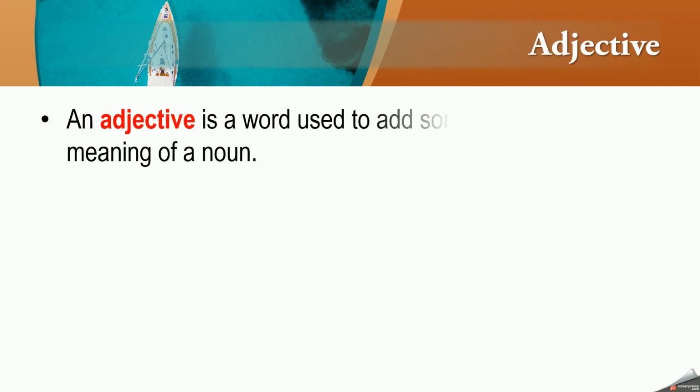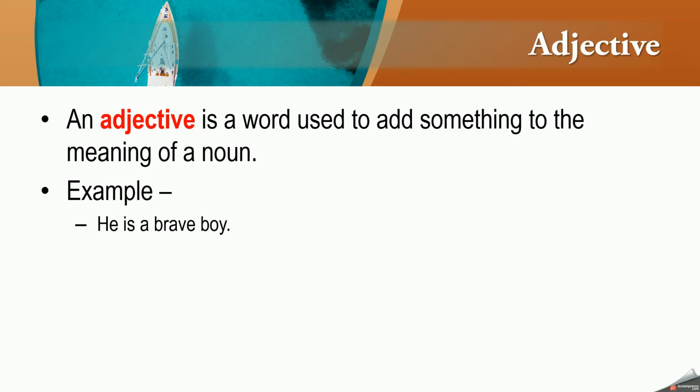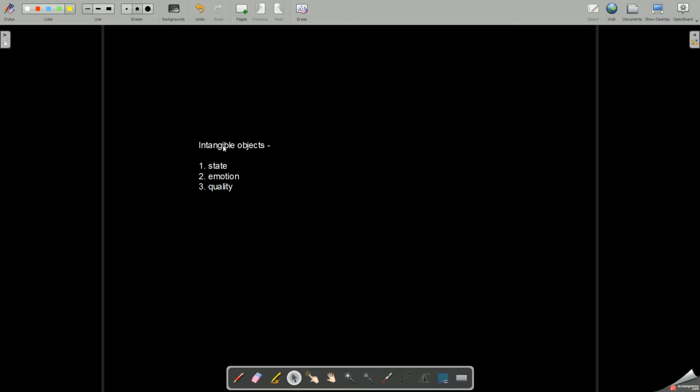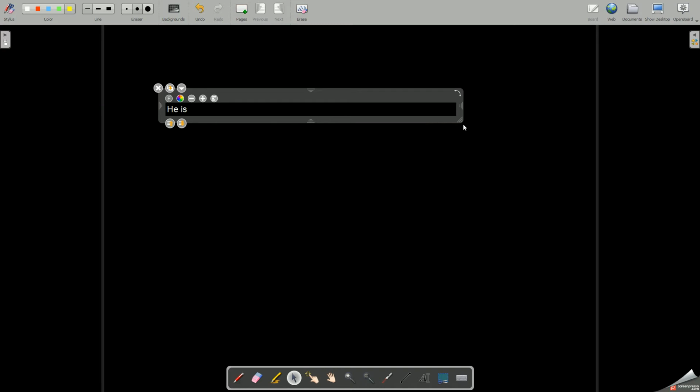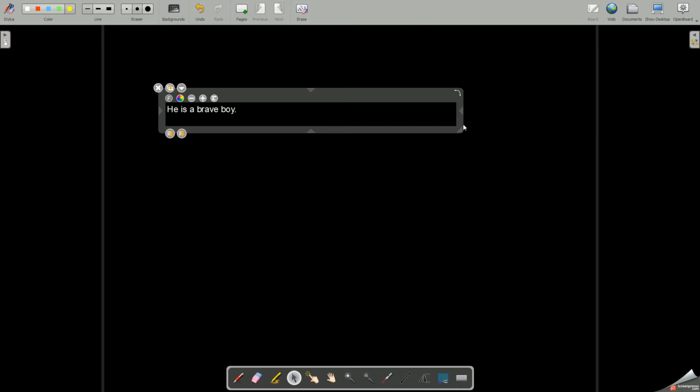Second is adjective. An adjective is a word used to add something to the meaning of a noun. So those words which add something to the meaning of a noun are known as adjectives. Like in this particular example, he is a brave boy. See this? He is a brave boy. Give me the dress with a red border.